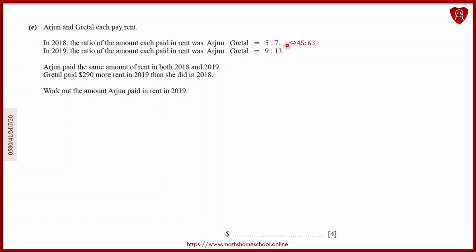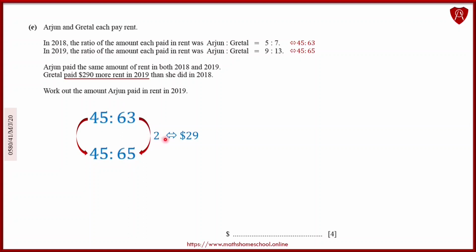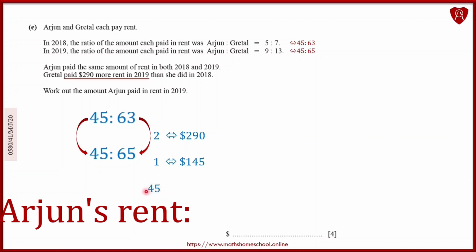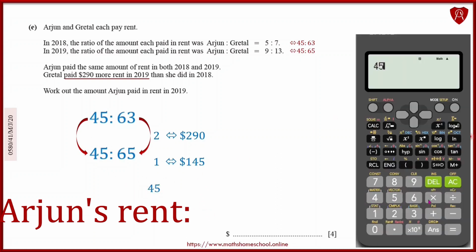Let's multiply the top ratio by 9 to make it 45 to 63. The bottom one by 5 to make it 45 to 65. These two ratios are equivalent to the original ones. Arjun's rent never changed, but in this case, Gretel's number has increased by 2 units. So we can say 2 units is equal to $290, and 1 unit is therefore equal to $145. We need to find what Arjun paid in rent in 2019, represented by 45 units. 45 times 145 equals 6525.